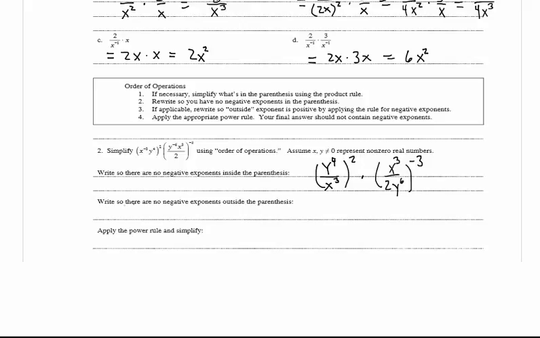And now it wants us to write so there are no negative exponents outside the parentheses. So this first set of parentheses has a positive exponent, so we're just going to rewrite it. And our second set of parentheses has a negative 3. And remember, if we want to make this a positive exponent, we're going to take the reciprocal of our fraction. So we're going to have 2y to the 6th over x cubed raised to the 3rd power. And now we want to apply the power rule and simplify.